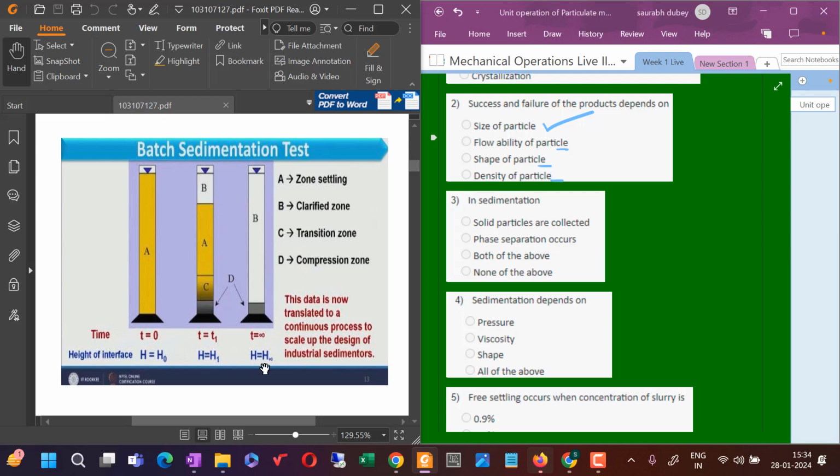And finally, what is going to happen? At t infinite, meaning after a long time, you will have a completely clarified zone and only the compression zone. There will not be a transition zone, which is C, because after infinite time the entire solid will have settled, and there will be no layer containing a mixture of both. So the data is now translated to the continuous process.